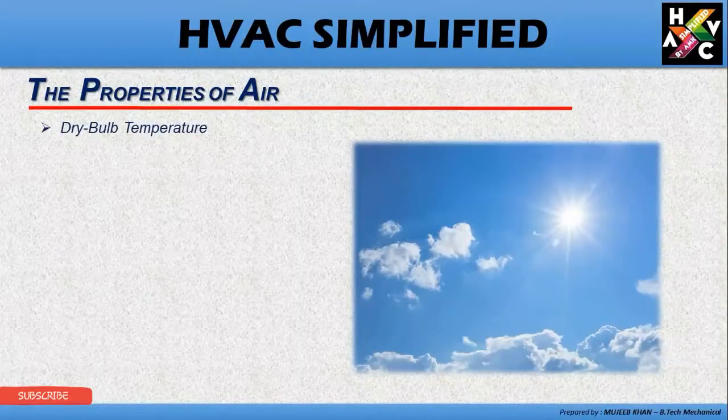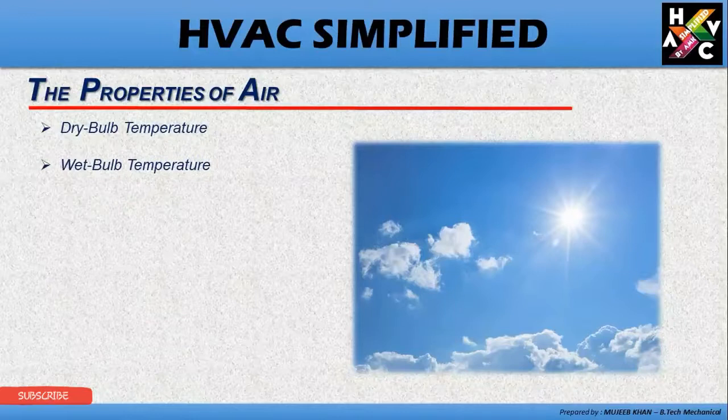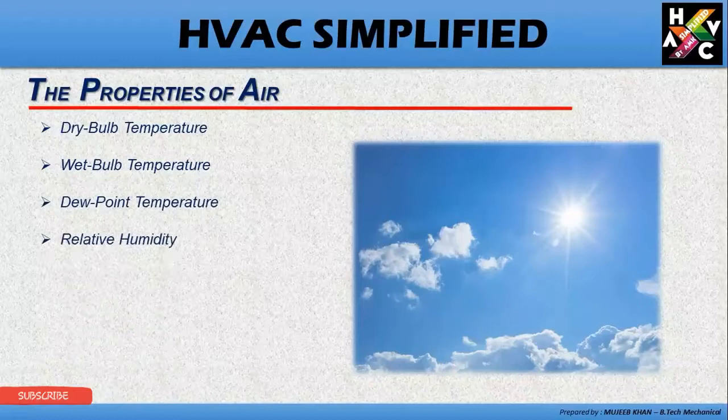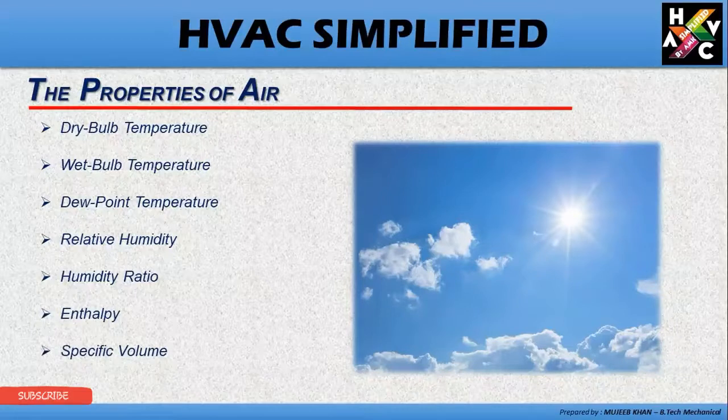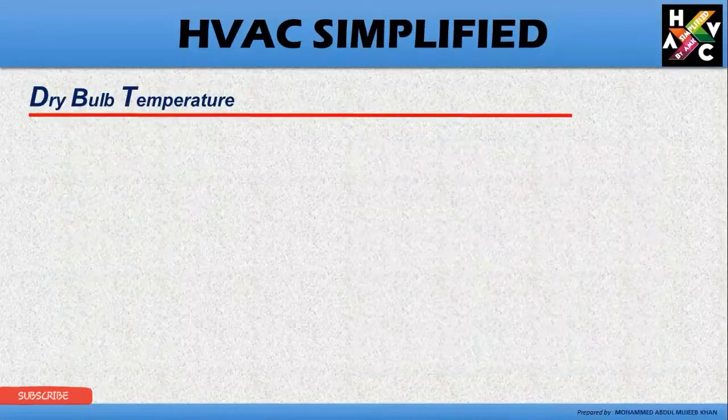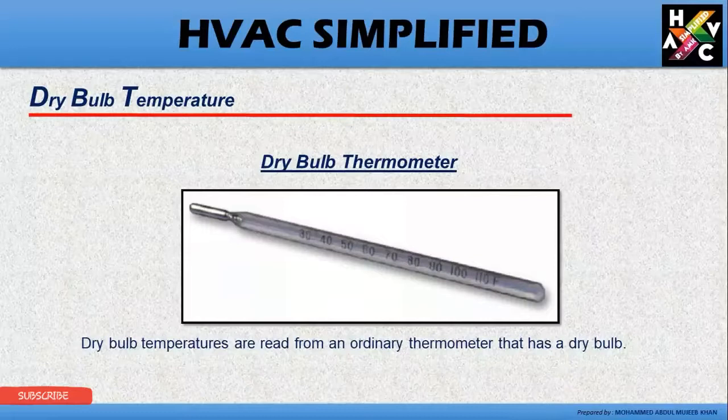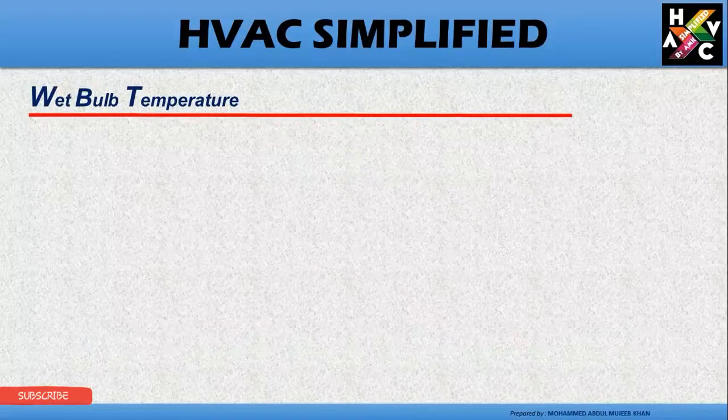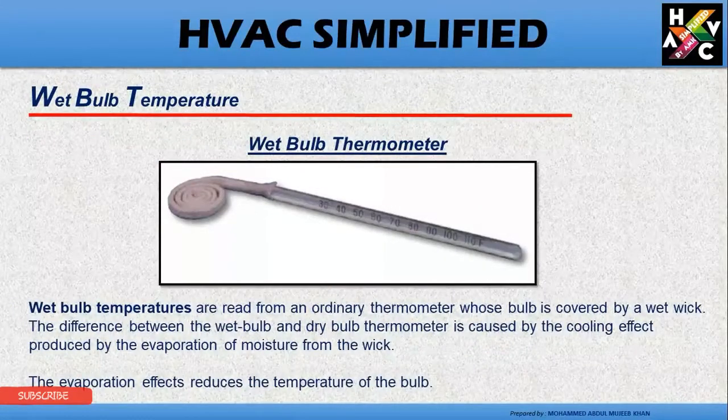The properties of air are dry bulb temperature, wet bulb temperature, dew point temperature, relative humidity, humidity ratio, enthalpy, specific volume, and vapor pressure. So let us understand all these properties in detail. Dry bulb temperature. Dry bulb temperatures are read from any ordinary thermometer that has a dry bulb. Wet bulb temperature. Wet bulb temperatures are read from any ordinary thermometer whose bulb is covered by a wet wick.